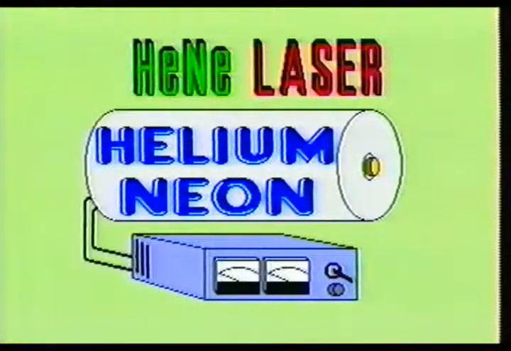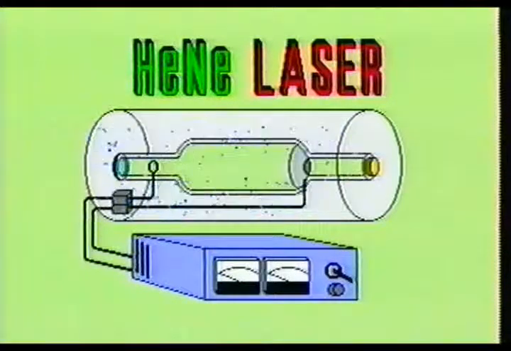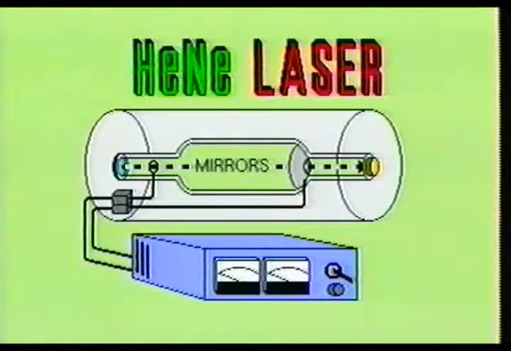Here you see a gas laser commonly referred to as the HeNe. HeNe stands for helium neon, which is the active lasing medium in the laser device. The typical HeNe laser is a sausage-shaped glass tube which contains two mirrors placed at each end of the glass enclosure and is filled with a helium neon gas mixture.